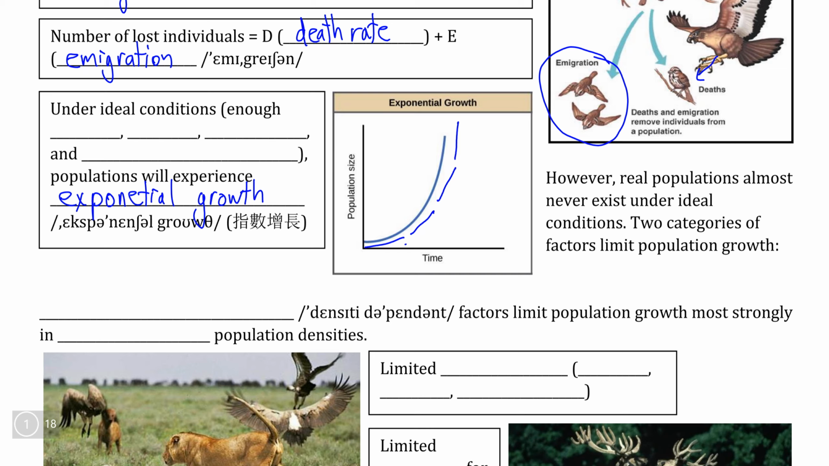Now, this almost never happens, and in fact, this type of growth curve is only observed under the most ideal conditions where the natural resources that organisms need are effectively infinite to allow all organisms to be able to survive.